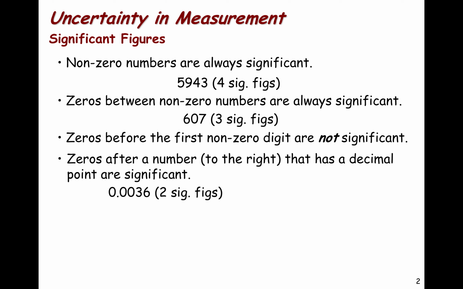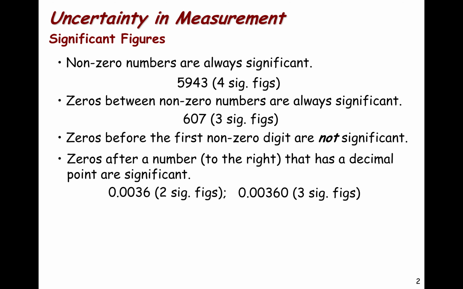So, as an example, we have a number that is 0.0036. In this particular case, the zeros that are to the left of the 3 are simply placeholders and are not significant digits. So the 3 and the 6 are the only significant digits, so there are 2 sig figs in this particular number.